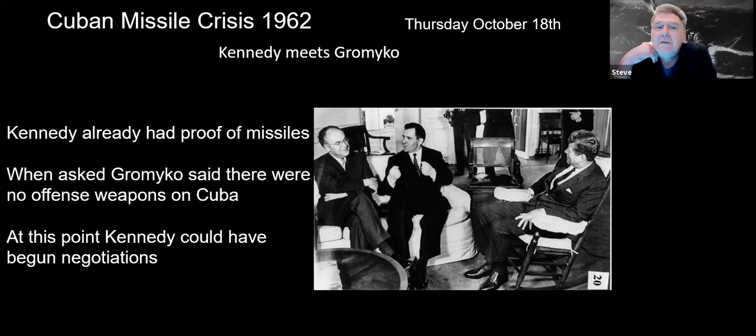So Thursday, October the 18th, Kennedy meets Gromyko, who is the Foreign Secretary of the Soviet Union. By that time, Kennedy had pictures of the missiles, photographic evidence in the drawer in his desk in the White House. He asked Gromyko if there were any offensive weapons on Cuba, and Gromyko said all the weapons are defensive. Now, at this point, Kennedy could have pulled out the photographs and said, well, what are these? And started some sort of negotiation period. But he didn't. He just left them where they were. And that was the end of the meeting.